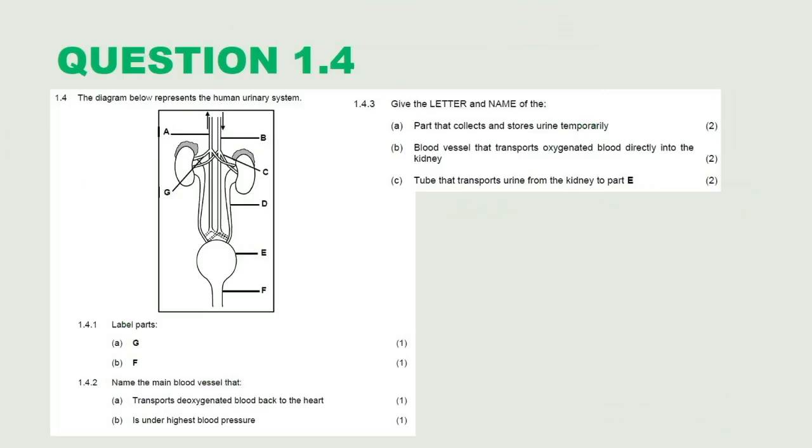So let's read question 1.4. It says, the diagram below represents the human urinary system. They've given you the arrows to indicate if it's the aorta or the vena cava inferior. And then there's a few labels. The first question, question 1.4.1, asks: label part G and then also label part F.